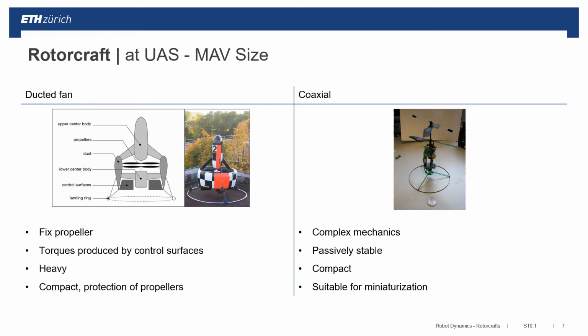But the mechanism to control the main propeller to get forward and backward speed is somewhat complex. They can be compact, and especially because they are passive and less critical to control, they are well adapted for very, very small UAVs.